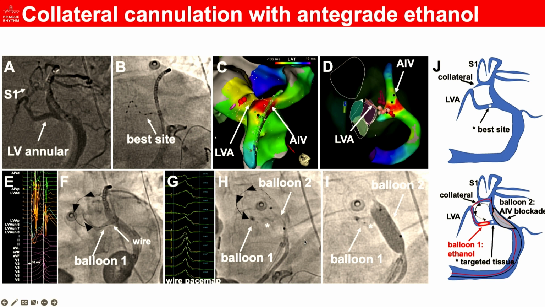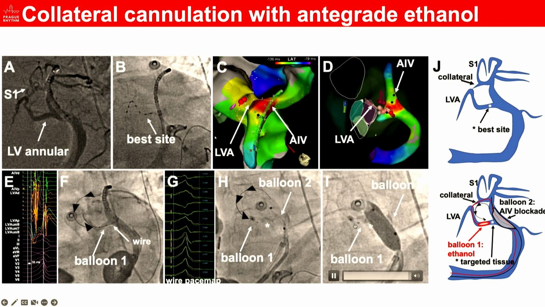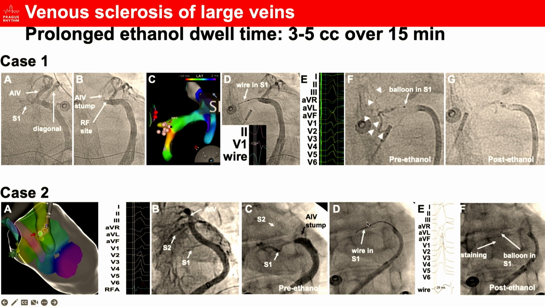And what we did is we then paced from the wire, and we got a perfect pace map. Then we put a bigger balloon in the coronary sinus blocking the flow and delivered alcohol through the balloon that was in the septal vein into the annular vein backwards, restricting the staining and the alcohol to that area and achieving therapeutic success.